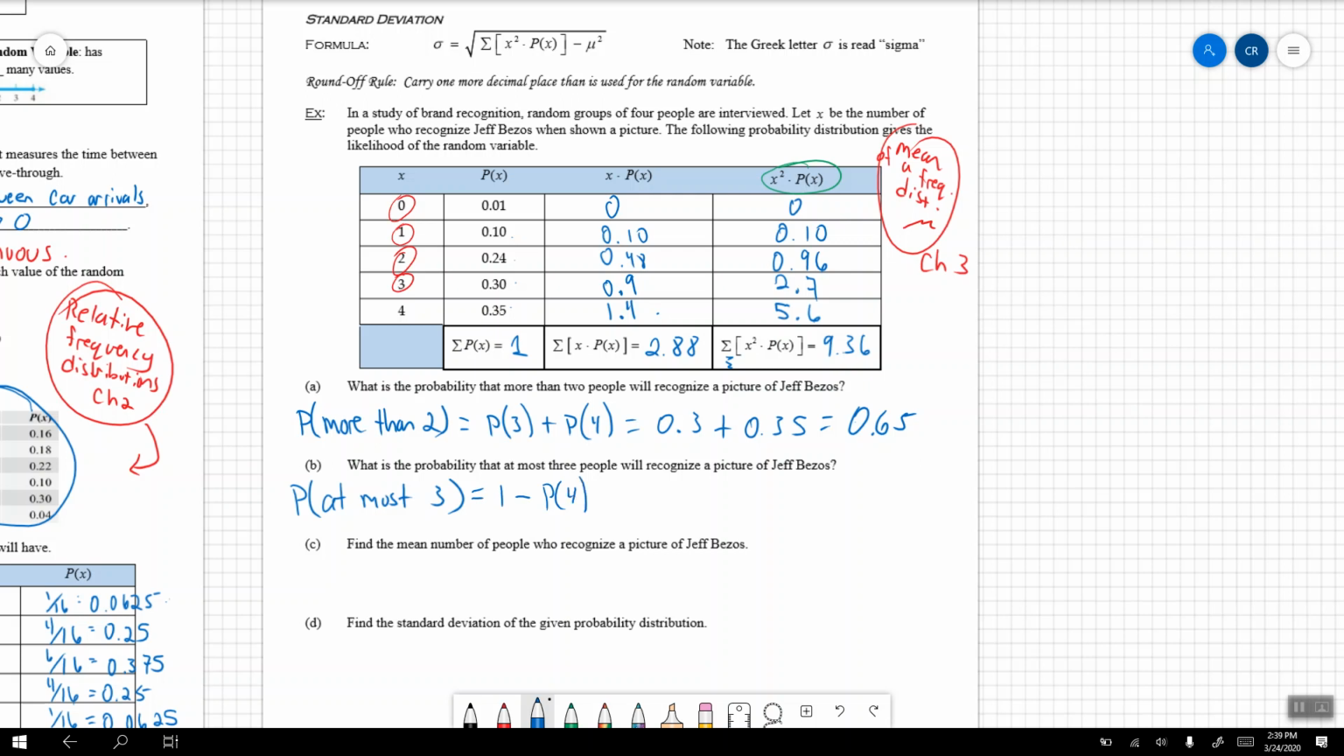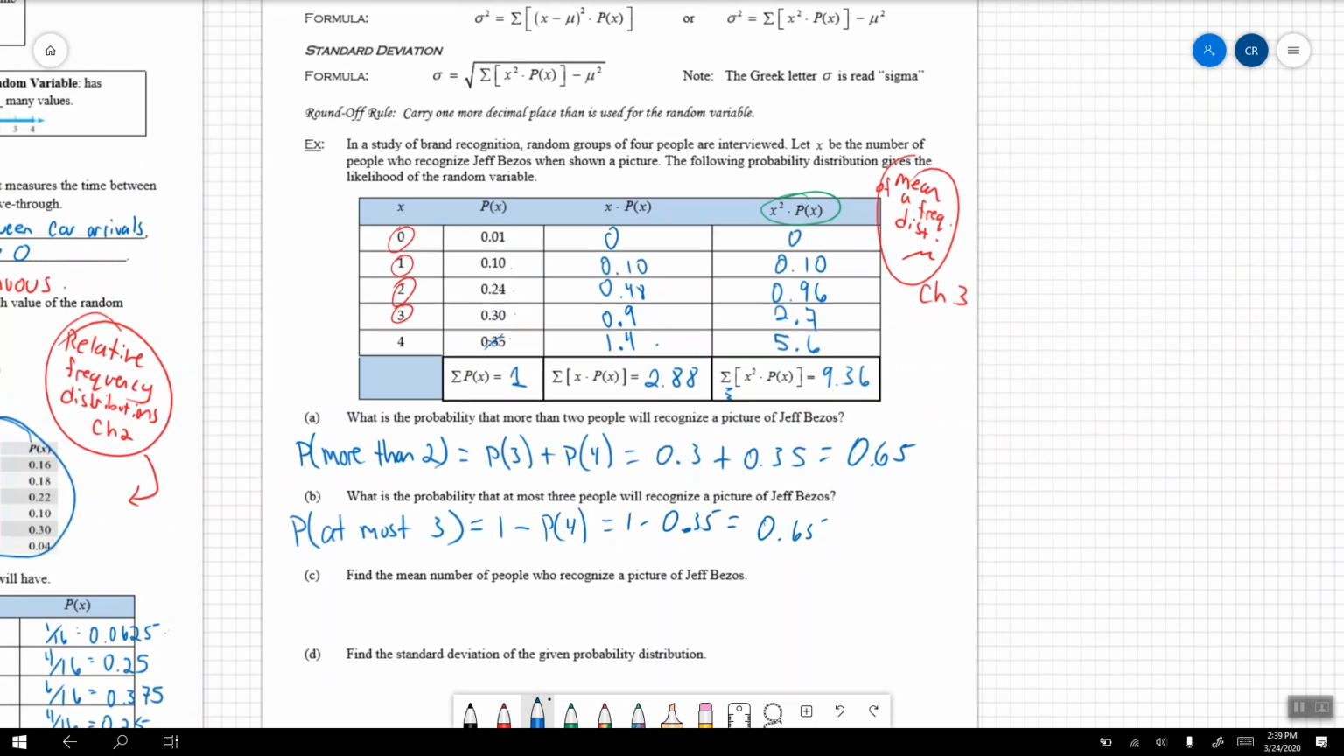In other words, would you agree that at most 3 is just all of the probabilities added except the probability when x is 4? Because that's going to include 0, 1, 2, and 3. That's going to include all of these probabilities here, except this one. That's the only one we don't need. Which means this is just 1 minus 0.35. And what do you guys get there? 0.65. Nice.